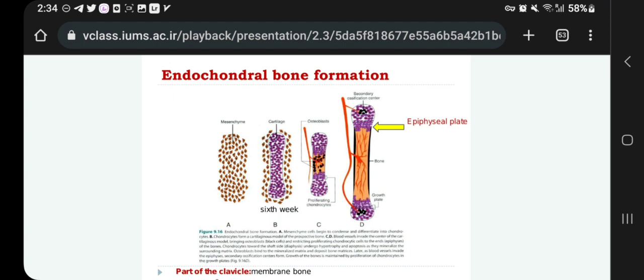The clavicle is an intramembranous bone, but the middle part and the acromial end are intracartilaginous. The ossification center appears at 20 years old and is complete at 25 years old.